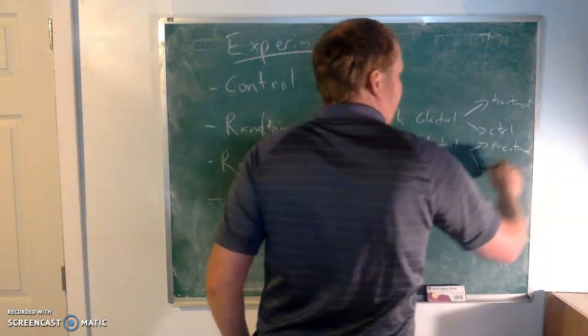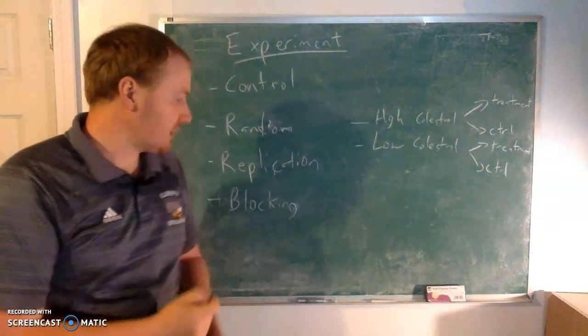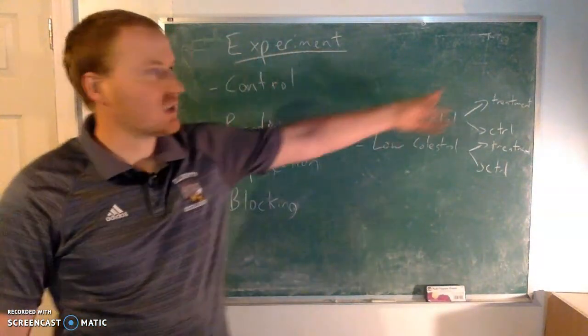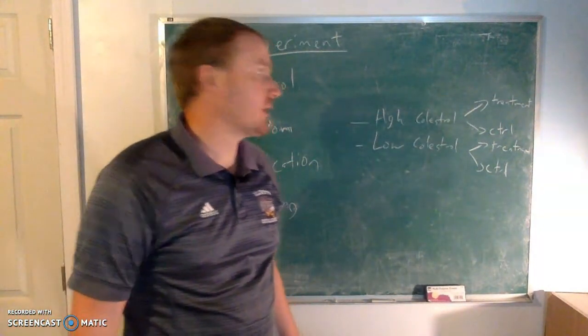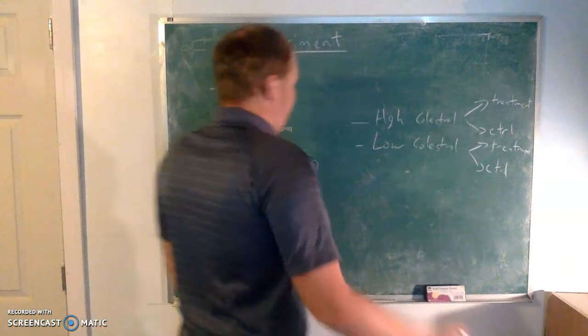And when you divide them there, you should do so randomly. After you divide them into those two groups, high cholesterol and low cholesterol, you should randomly divide them into your next groups, treatment and control. And we usually refer to our main groups as the treatment group and the control group.